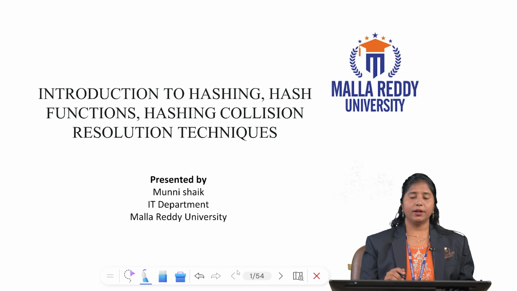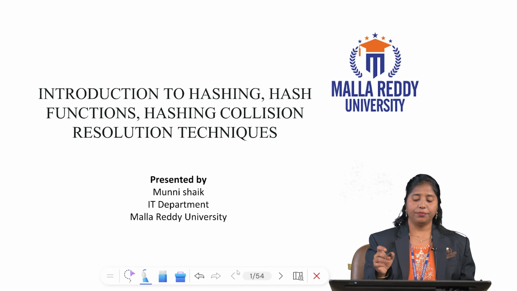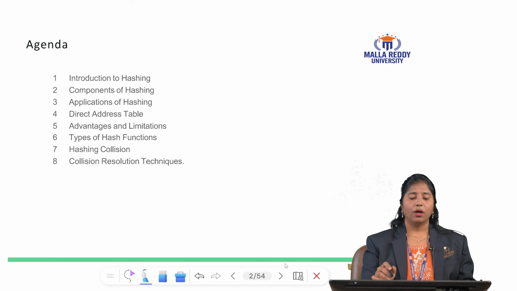So today I am presenting introduction to hashing, hash functions, hashing collisions, collision techniques. My agenda: first of all, I am discussing the introduction to hashing, components of hashing, applications of hashing, direct address table, advantages and limitations, types of hash functions, hashing collision, and collision techniques.